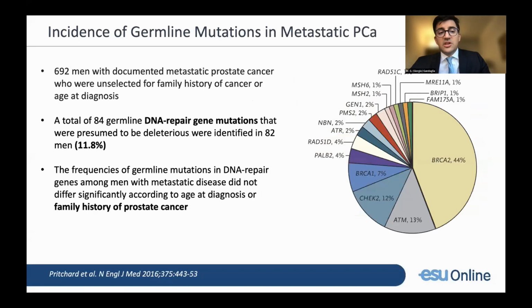The incidence of germline variants, when we're talking about DNA repair mutation genes, well, the incidence can be as high as 12% in metastatic prostate cancer patients, and 1 out of 2 of them will be a BRCA1 or a BRCA2 mutation. And this was regardless of the presence of a familial history of prostate cancer.